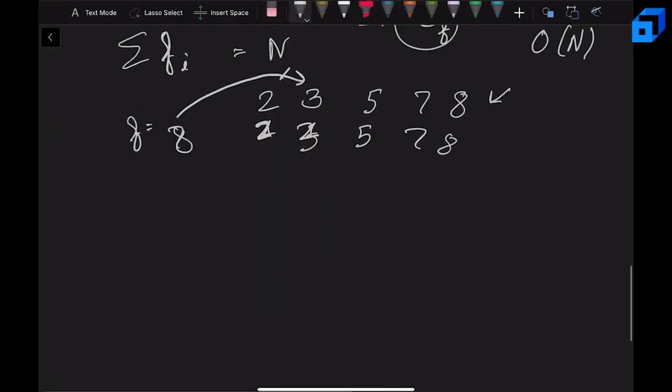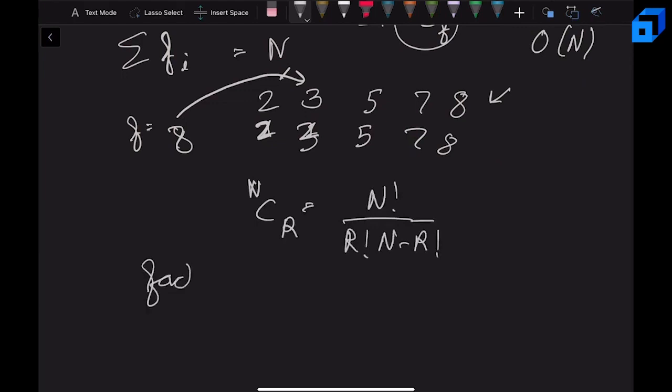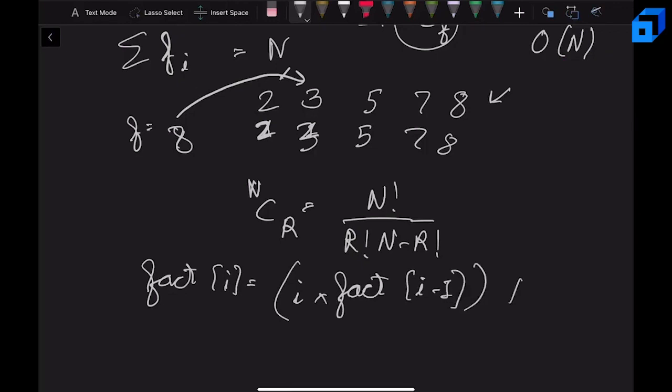But now, how do we calculate nCr in O(1) with some pre-processing? We know that nCr is equal to n factorial divided by r factorial times (n minus r) factorial. So we'll store all the factorials from 1 to n, and we know that factorial of i is equal to i times factorial of i minus 1. This can be done using a single loop, and we'll do this calculation modulo mod, which is 10 to the 9 plus 7 in our case.